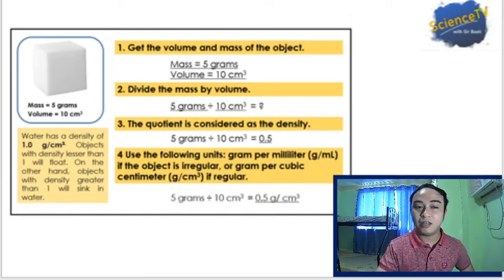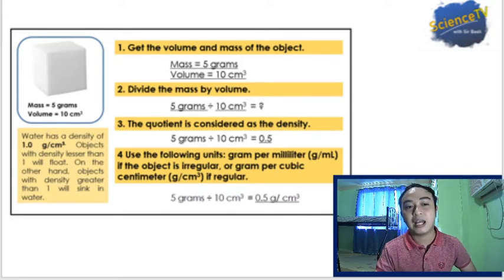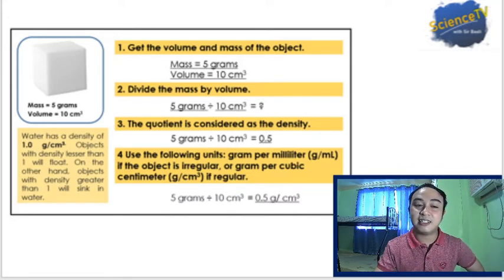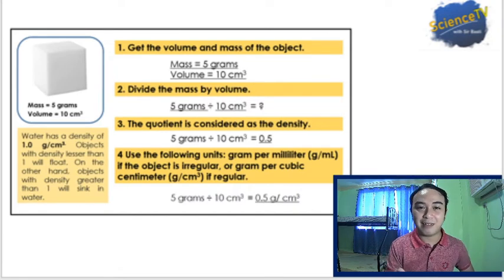You need to know that you are actually going to divide 5 divided by 10 and grams divided by centimeter cube. The quotient is considered as density now. 5 divided by 10 is equal to 0.5. It's not 2 because we are not dividing 10 by 5.